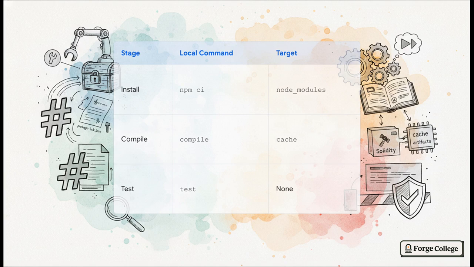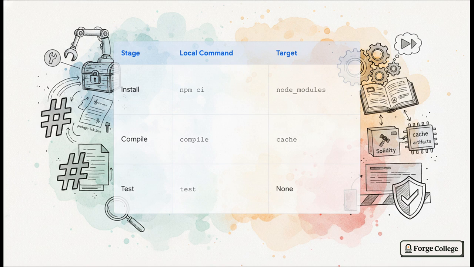For the install stage using npm ci, we can configure precise cache keys using a hash of our package-lock.json file. This magically persists your node_modules across runs. Then, for the compile stage, we cache Hardhat's cache and artifacts directories. Why? Because if you haven't actually changed your Solidity files, Hardhat shouldn't waste time recompiling them.